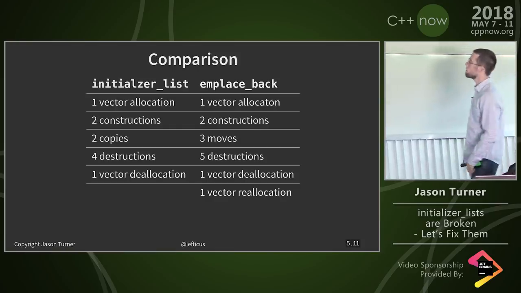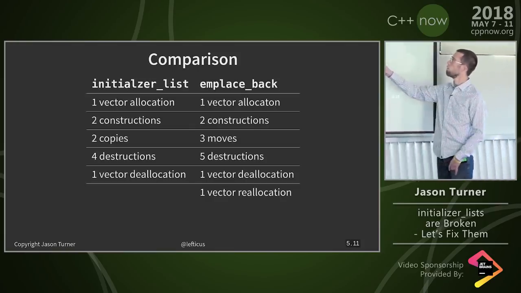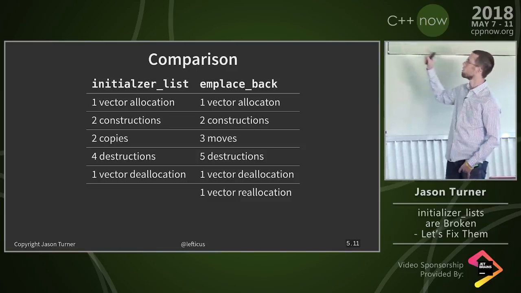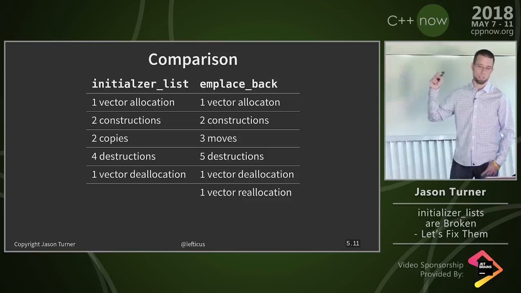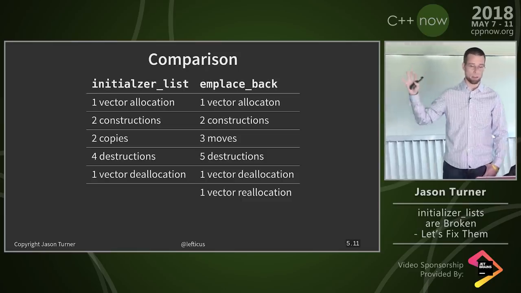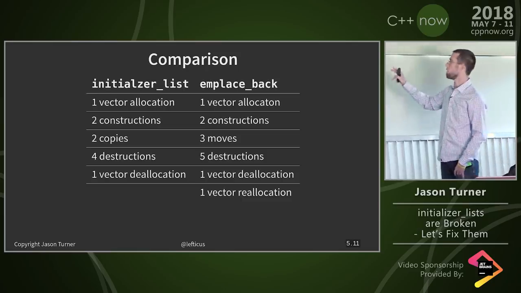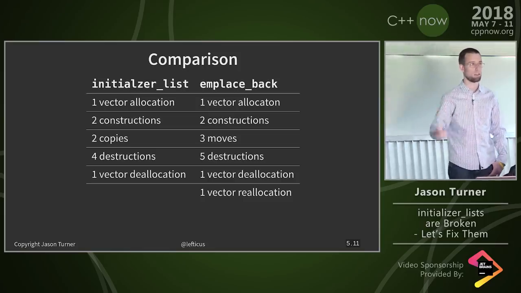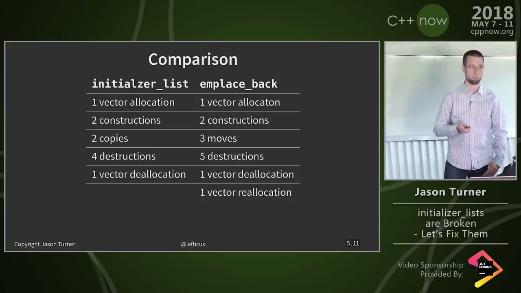So our comparison is, with our initializer list, we got one vector allocation, two constructions, two copies, four total destructions, and the deallocation. With our in place back, we get one allocation, two constructions, three moves, five destructions, and a vector deallocated and a vector reallocation, exactly however that happened. I don't know if it calls realloc or whatever internally, probably not.